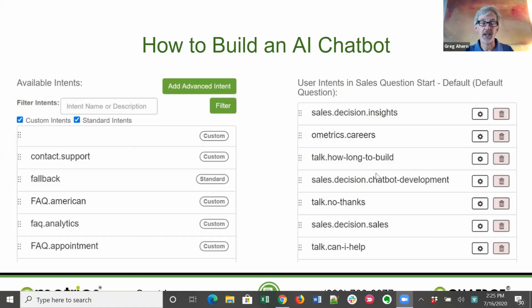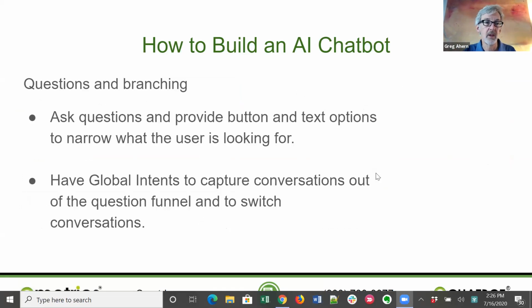Once you write your intent, you don't have to rewrite it over and over again for a different part. It's just reused. That way, when you're editing something, if something changed, you could change just that intent, and it changes it throughout the brain of the system. In questions and branching, I talked about this a little bit, how you can have a question go to another question and branch like that. Global intents, we talked about that too.